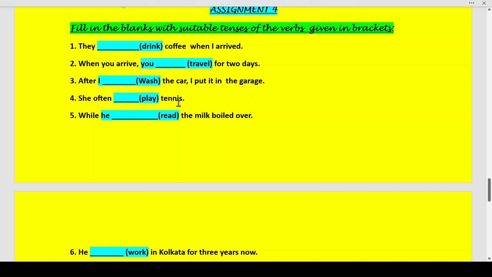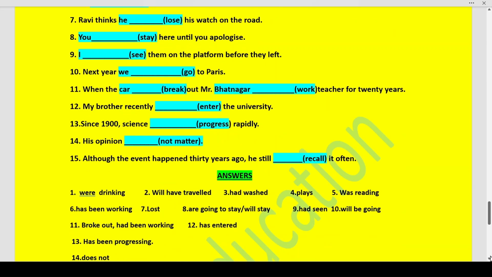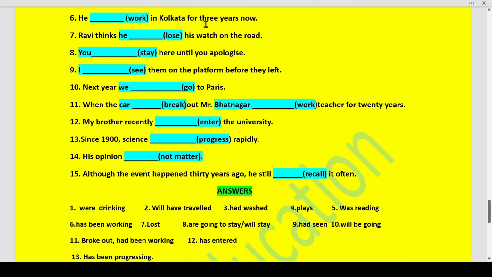She often plays tennis. While he was reading or had been reading, the milk boiled over. While he was reading, the milk boiled over. Sixth, he has been working in Kolkata for 3 years now. Ravi thinks he lost his watch on the road. You stay here until you apologize. You will stay here until you apologize.